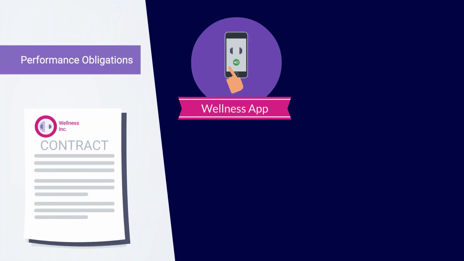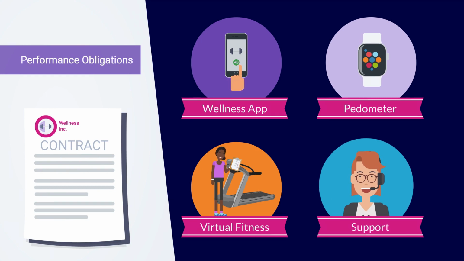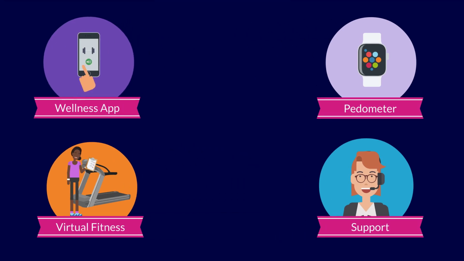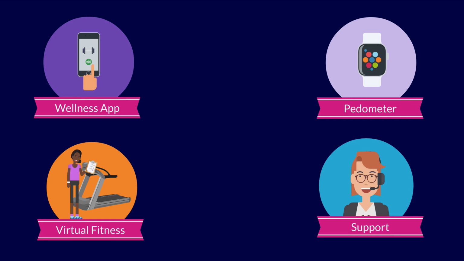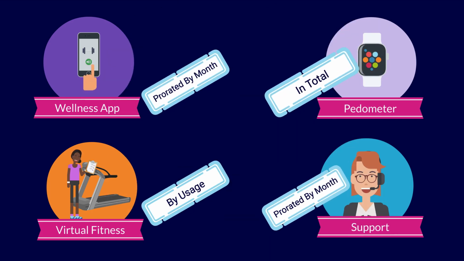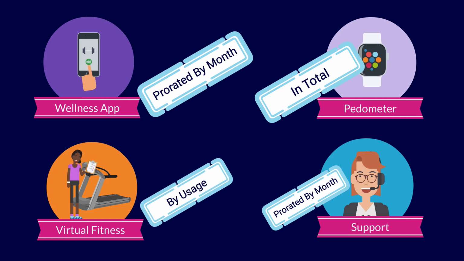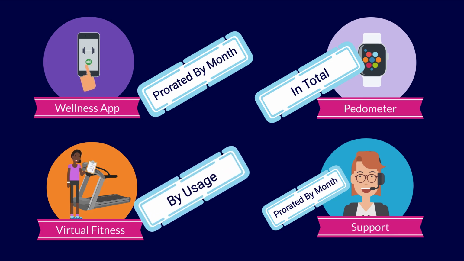For example, the Corporate Wellness contracts includes 4 performance obligations. Each of these performance obligations may need a different schedule for revenue recognition and method. For example, Corporate Wellness recognizes the amount from pedometer devices in total on the date when they are delivered to the customer, but they recognize the amount for the app each month over the duration of the contract, and the amount from fitness classes based on usage.